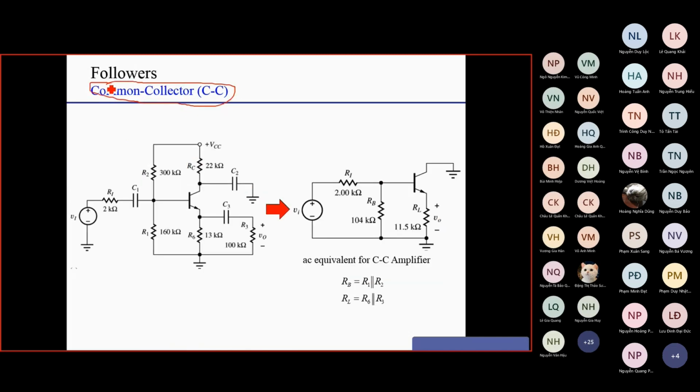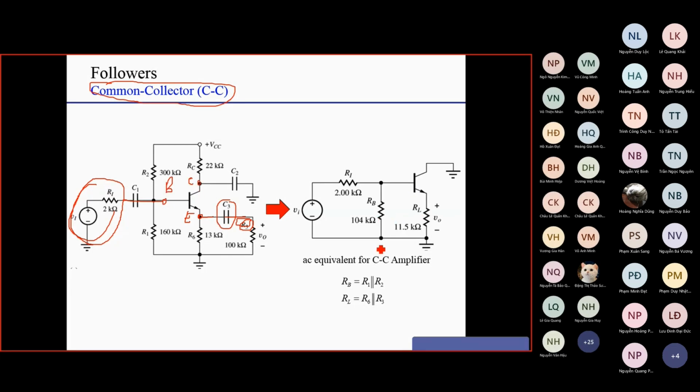The second most important configuration is the common collector. Okay. So for this common collector, again, the signal source modelized by its Thevenin equivalent here is connected to the base, right? The load R3 here, the output here is taken from the emitter. Okay, of course, on the way through the coupling capacitor C3 and supplied to the load. So the collector here is in common. We have that common collector.